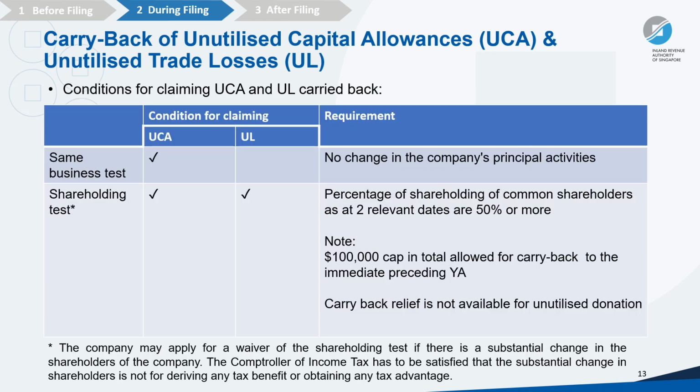Similar to the carry-forward concept, the company must also satisfy these conditions for the carryback relief. One important thing to highlight is that the company can claim carryback by only using Form C and not Form CS or Form CS Lite. More information can be found on our website, so please take a look if the company wishes to claim carryback relief.